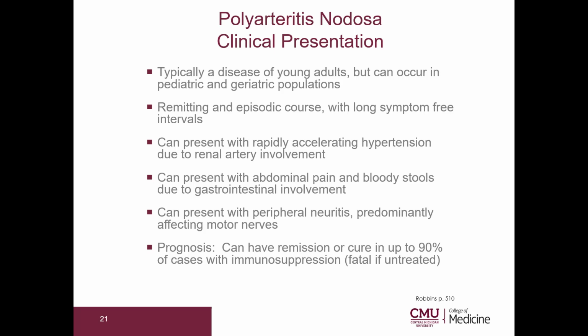There is a remitting and episodic course with long symptom-free intervals. It can present with rapidly accelerating hypertension due to renal artery involvement. It can also present with abdominal pain and bloody stools due to gastrointestinal involvement. It can present with peripheral neuritis, predominantly affecting motor nerves. Polyarteritis nodosa can have remission or cure in up to 90% of cases with immunosuppression, but is fatal if untreated.